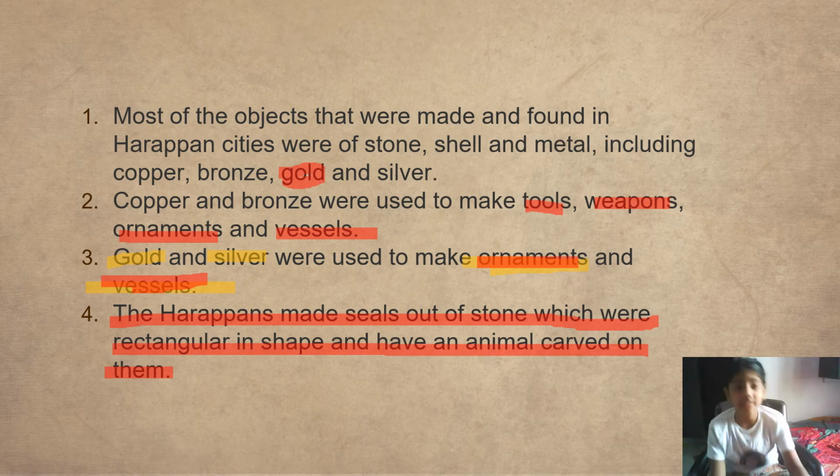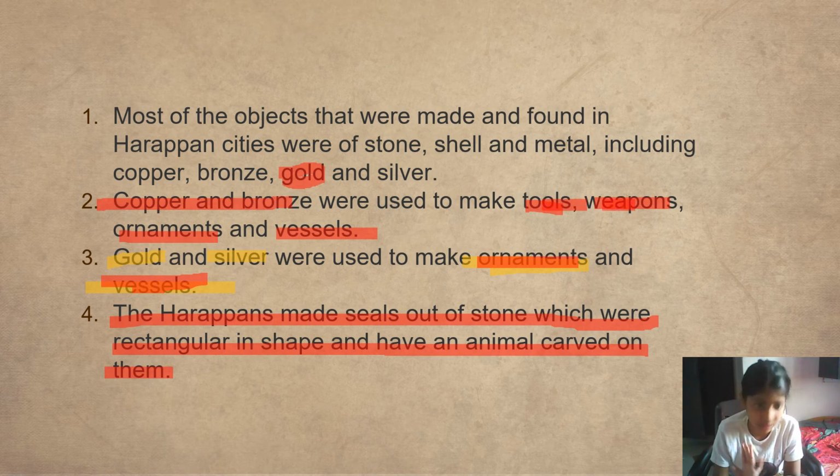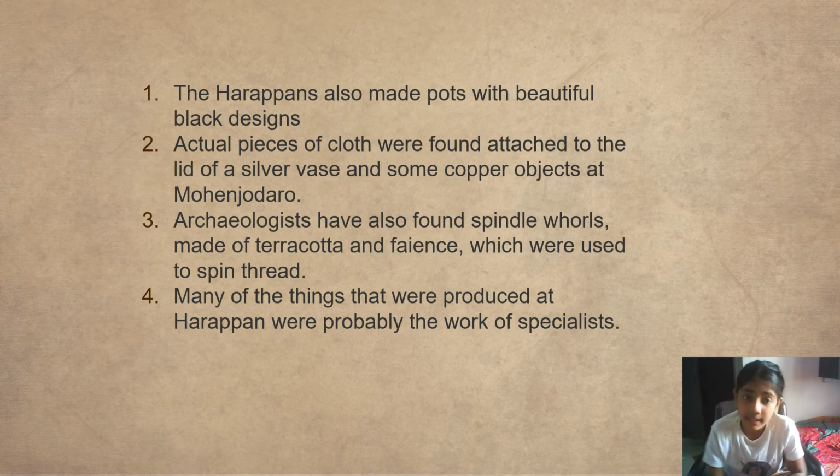So, here they said that copper and bronze were used to make tools, weapons, ornaments, and vessels, even gold and silver. Okay, silver, I understand, even today we use it. But gold, only some people have, right? The Harappans also made beautiful pots with black designs.